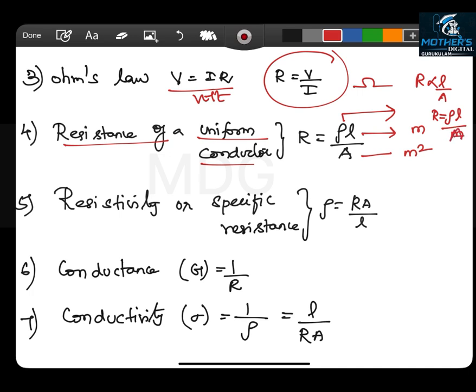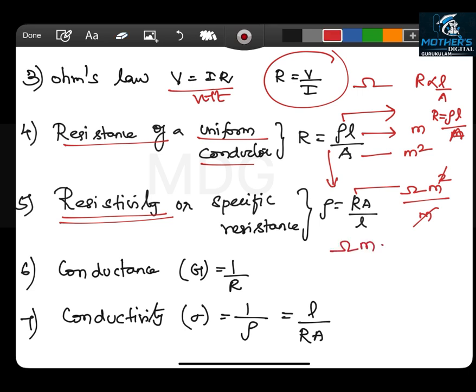The next one, specific resistance or resistivity. Rearranging this formula to get rho equals R A by L. So the SI unit of resistivity: R is measured in ohm, A is measured in meter square and L is measured in meter. So cancelling, you will get the SI unit as ohm meter.